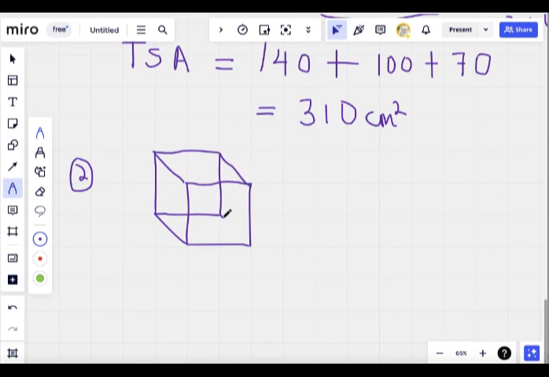Question number 2. You know a cube, right? We know what is a cube, right? Presumably all sides are equal. Even if our drawing is not perfect, let's just assume all the sides are equal.